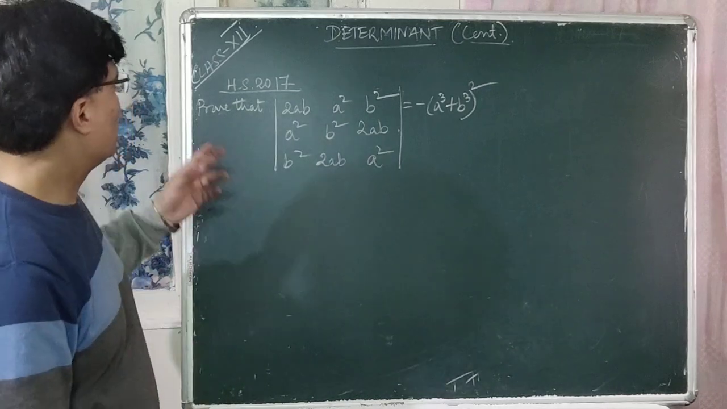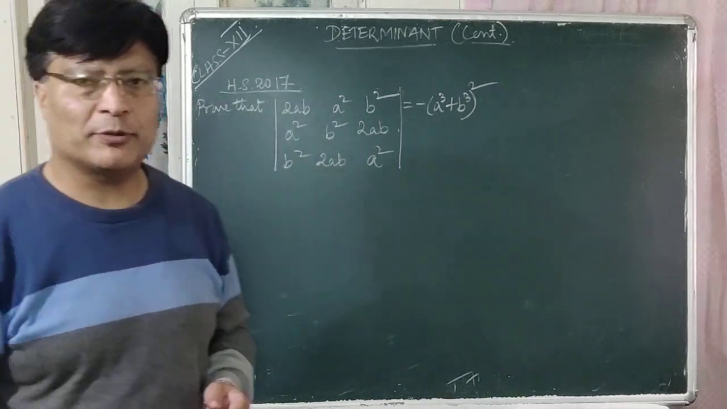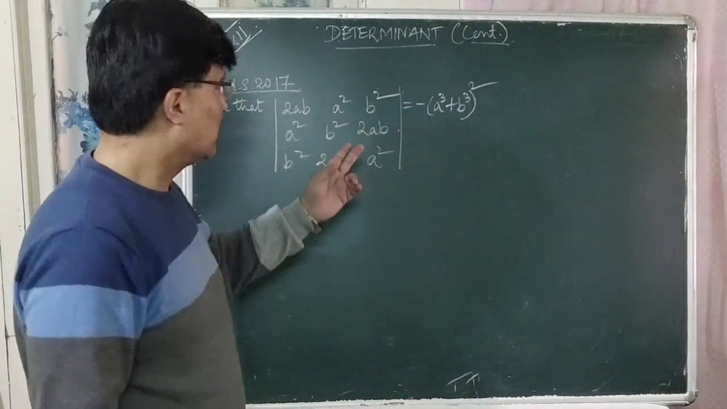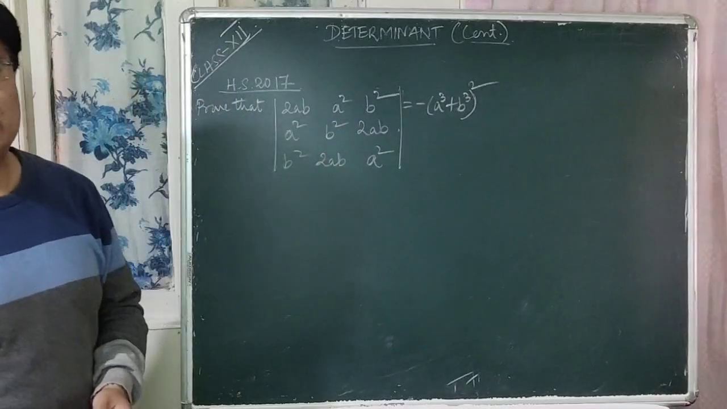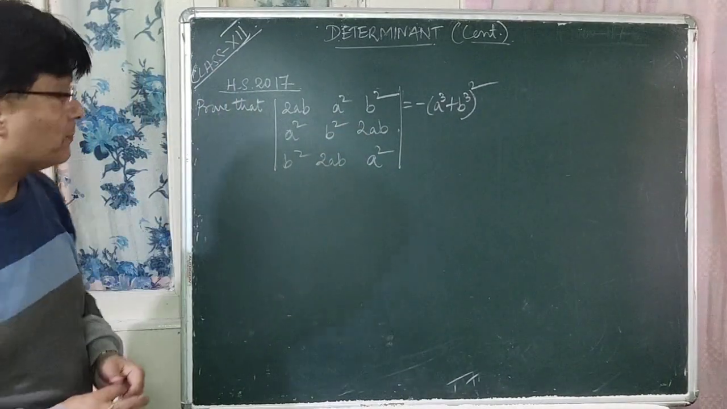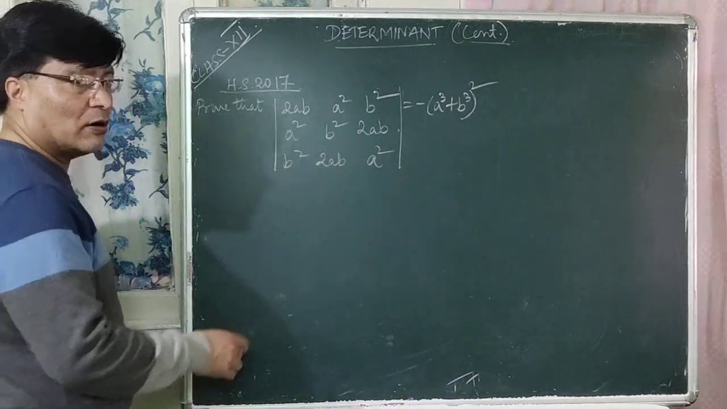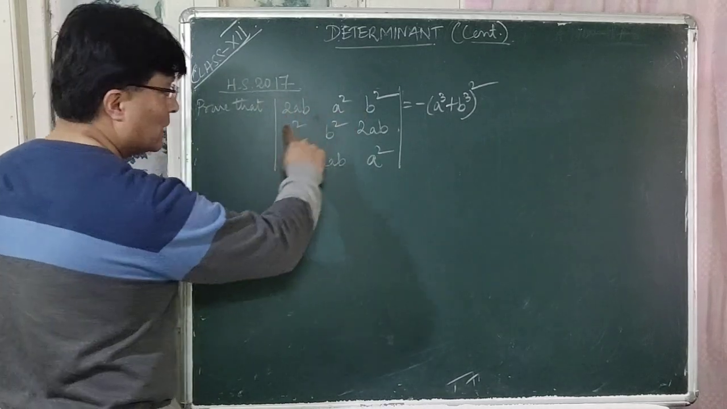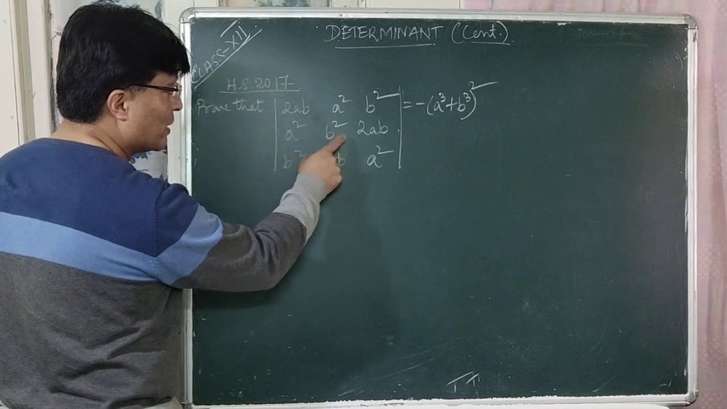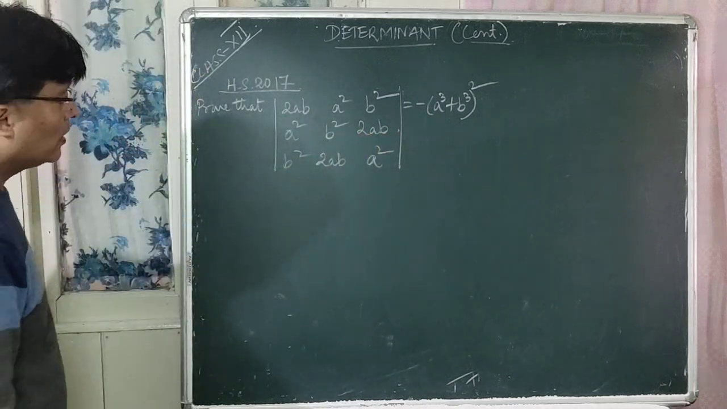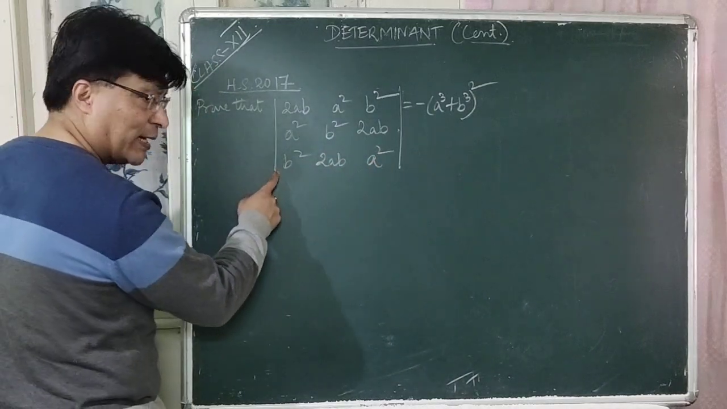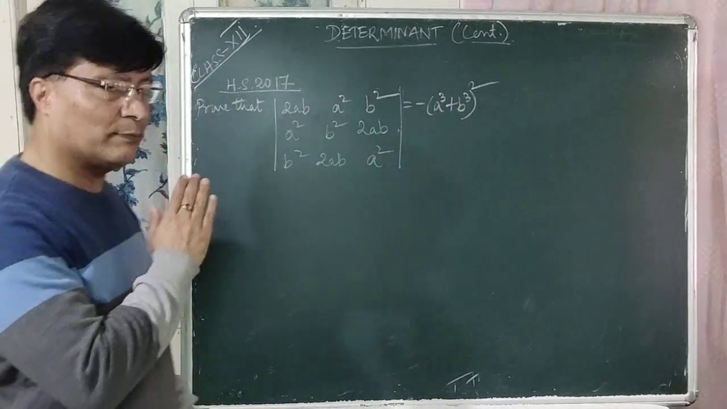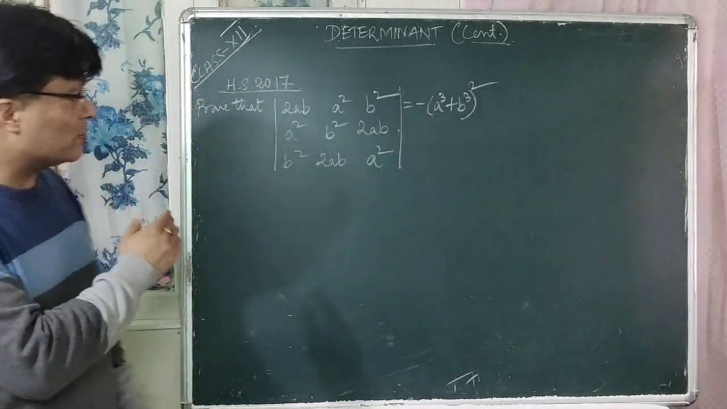So now we will do this question from higher secondary question paper, that is HS 2017. You have to prove that this determinant is equal to minus a cube plus b cube whole square, right? So what is the third order determinant given here? In the first row, first element 2ab, a square, b square. Second row, in the first element a square, second element b square, third element twice ab. And in the third row, first element b square, second element 2ab, and the third element is a square.